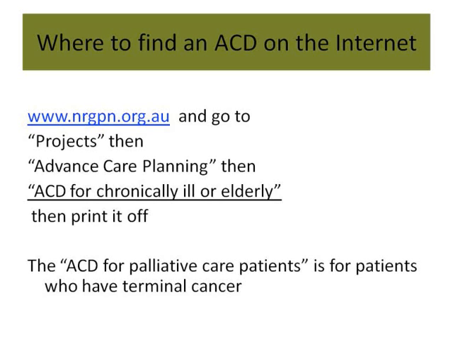You can print my Advanced Care Directive off from the internet. Go to the website www.nrgpn.org.au and click on Projects, then click on Advanced Care Planning, then click on ACD for chronically ill or elderly. You will then be able to print it off. The ACD for palliative care patients is only for patients who have terminal cancer.